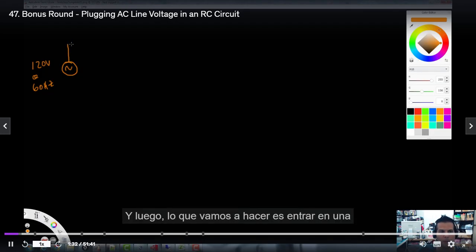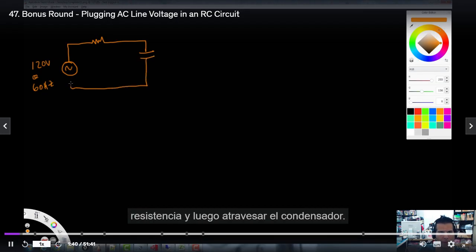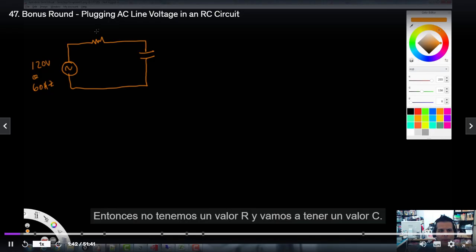And then we're going to go into a resistor, and then we're going to go across the capacitor. All right, so we're going to have an R value and we're going to have a C value.